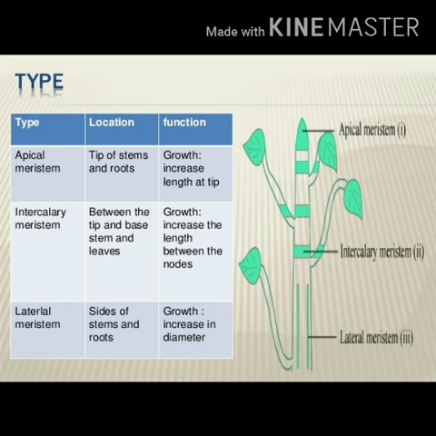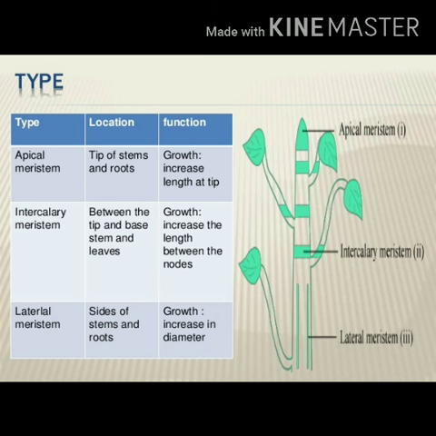Plants grow throughout their life, but the growth is restricted to some specific regions. They are called meristems. Meristems are of three types based on their location, that is apical, intercalary, and lateral. Apical meristems are found at the tip of stems and roots. They are responsible for increase in the length of the tip.